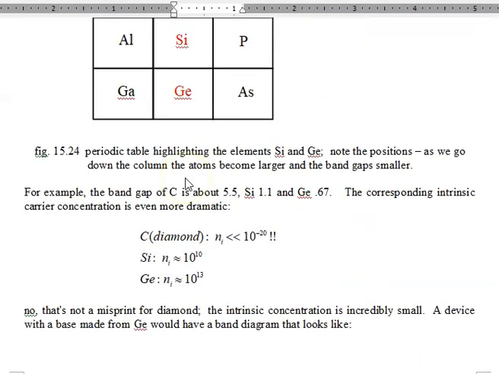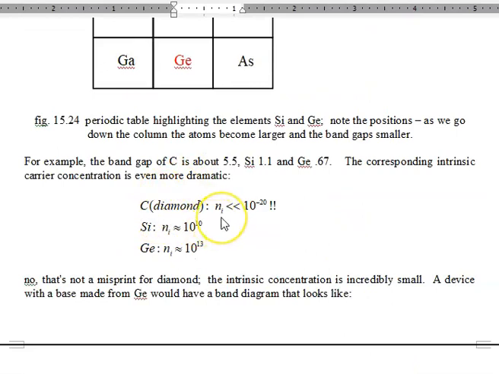So the carbon has an intrinsic concentration. Again, this is not doped. This is thermally generated. It's kicking by impact an electron out of the valence band into the conduction band. So diamond, with its very high band gap of 5.5 eV, has an intrinsic concentration of less than 10 to the minus 20th per cubic centimeter. Silicon, 10 to the 10th, much, much bigger, and germanium bigger yet at 10 to the 13th per cubic centimeter.